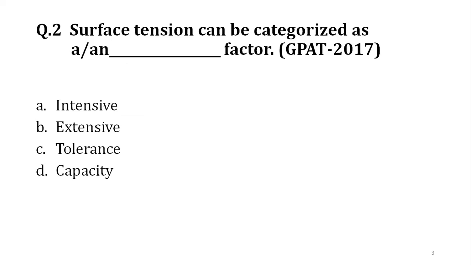Next, surface tension can be categorized as an ____ factor. This question was again asked in GPAT 2017. The options are intensive factor, extensive factor, tolerance factor, or capacity factor. Okay, so the correct answer is option A, that is the intensive property.